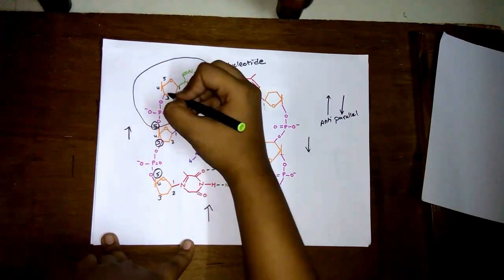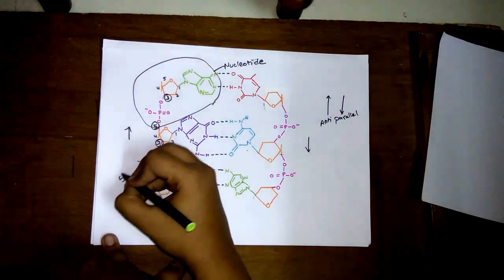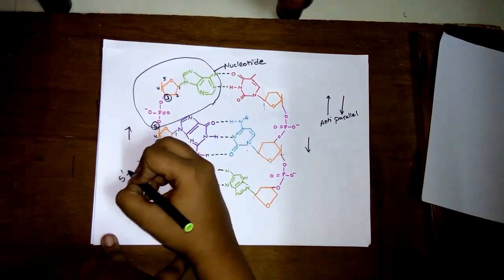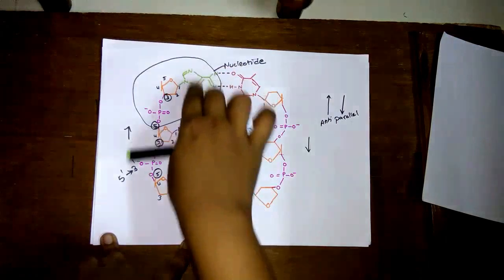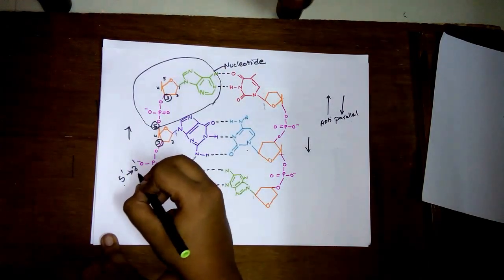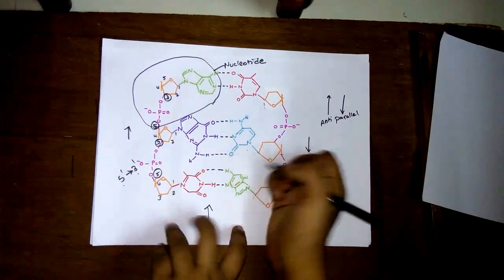So fifth carbon to third carbon. It looks like it's going from the fifth carbon to the third carbon. So this strand is called the 5' to 3' strand of the DNA.